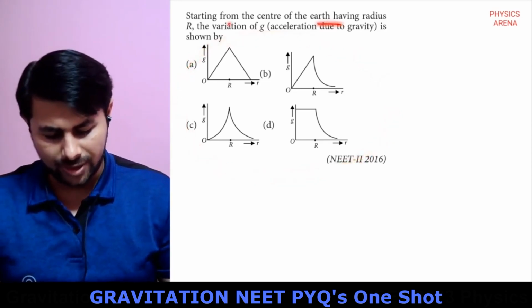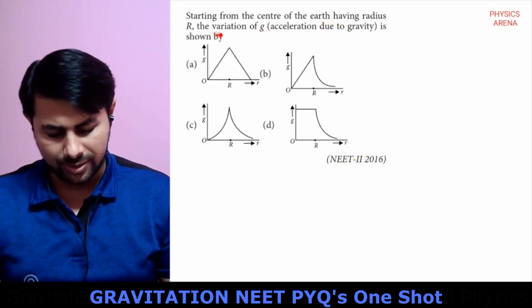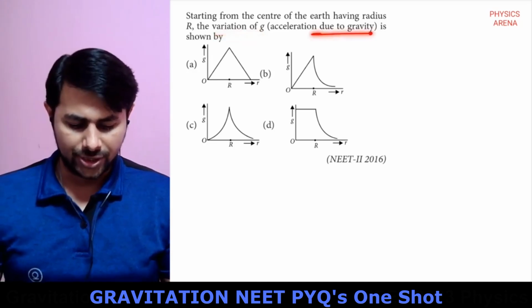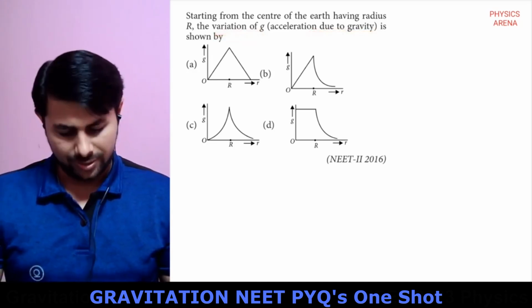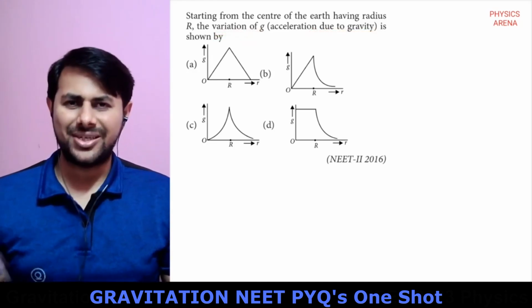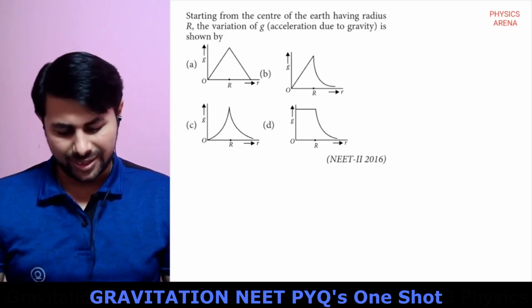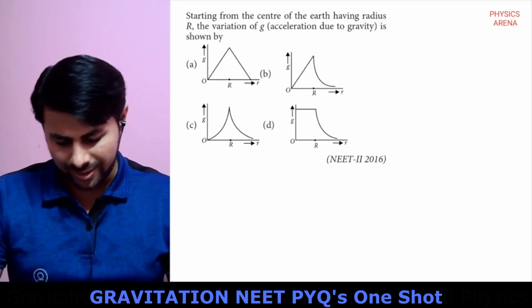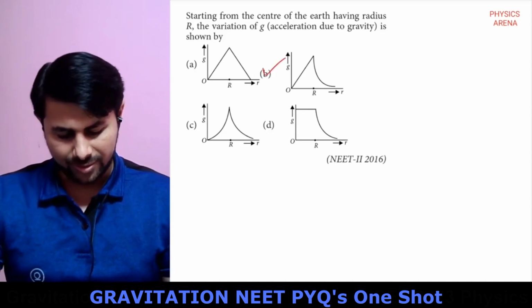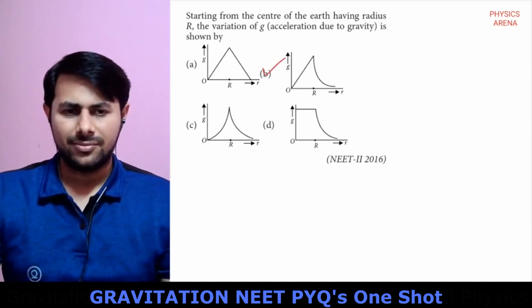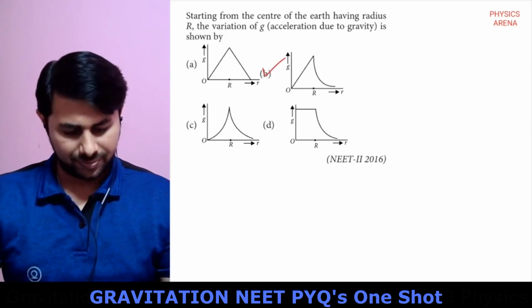Starting from center of Earth, having radius r, the variation of g, acceleration due to gravity, is shown by... Sometimes they call it gravitational field. So it's the same thing. What is the answer? It's option B. Okay, good.